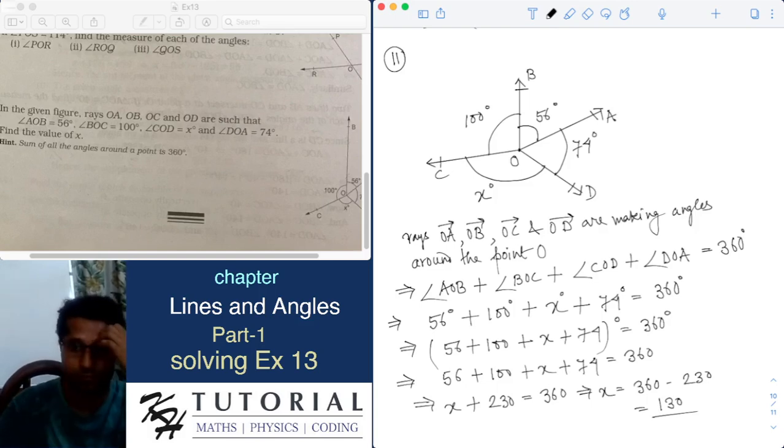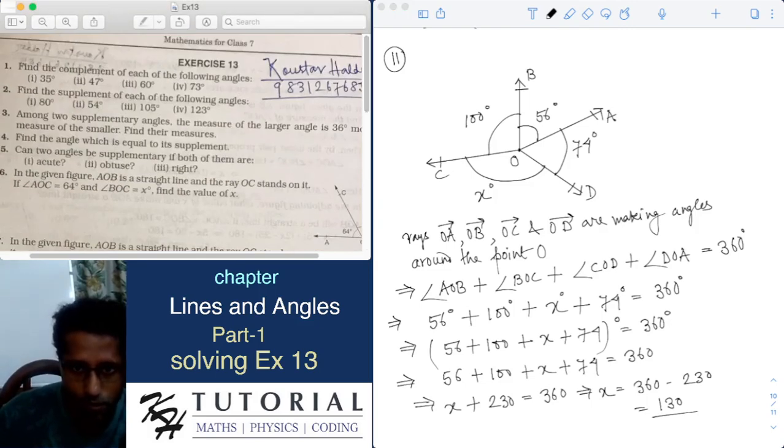X is 130. Okay, so this brings to an end of solving the exercise 13 on the chapter lines and angles. I do not think there is any more exercise on this chapter. If possible, I will try to prepare one practice test paper on whatever we studied today in this video on lines and angles. So I will prepare the test tomorrow, and I will solve it and upload the solving video tomorrow. After the practice test paper 1 on this chapter lines and angles, we will move on to the next chapter, which is parallel lines, I guess.